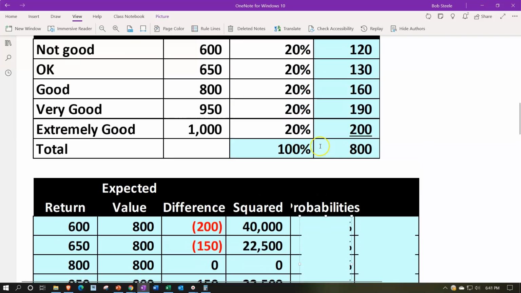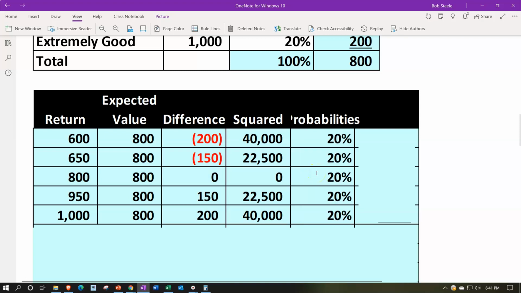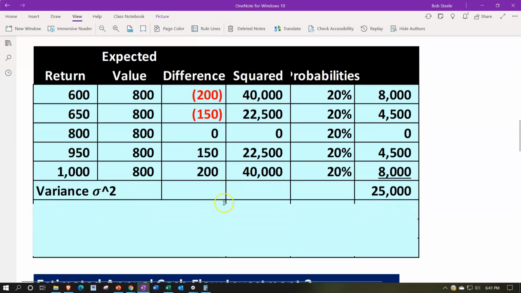Then we apply the probabilities, 20%, 20%, 20%, 20%, 20%. And that's going to be our probabilities to get our end result. The 40,000 times the 20% is 8,000. The 22,500 times the 20%, 4,500. The 0 times the 20%, 0. The 22,500 times the 20%, 4,500. And the 40,000 times the 20% gives us the 8,000. Adding up the outer column then gives us the 25,000.